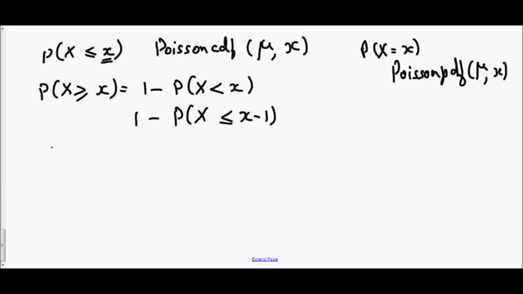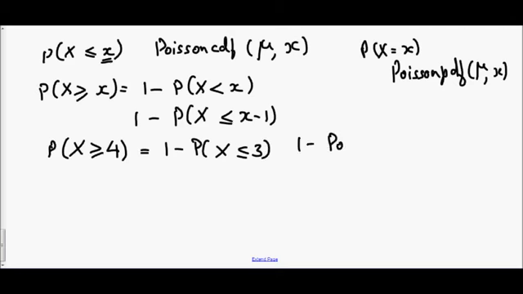For example, if you are getting confused with this, let me use the same example. X greater than or equal to 4 would be 1 minus P of X less than or equal to 3, and you need to find 1 minus Poisson CDF, because less than or equal to is always CDF, of mu, whatever mu is given, and 3.